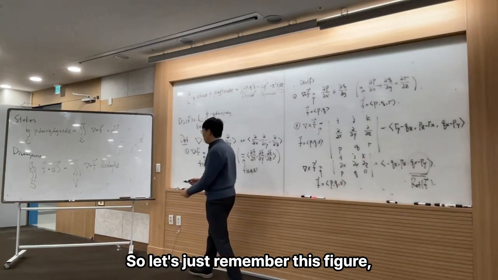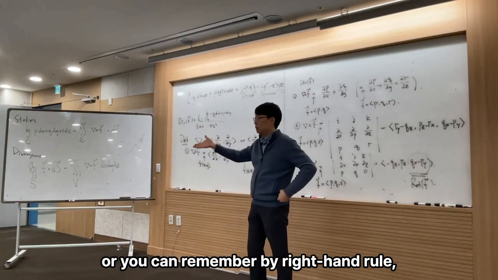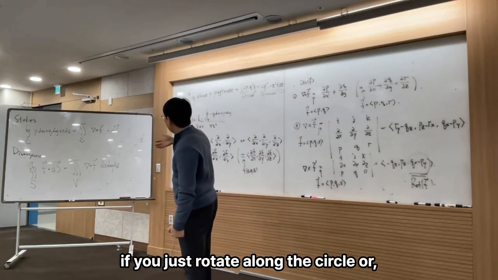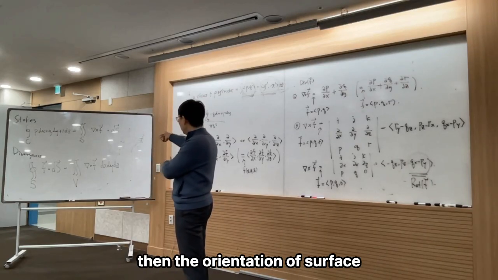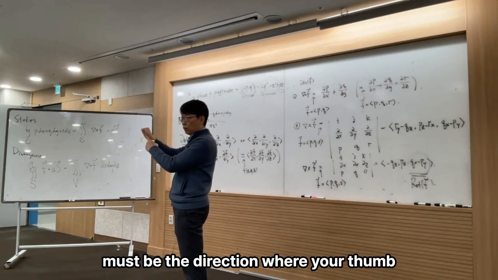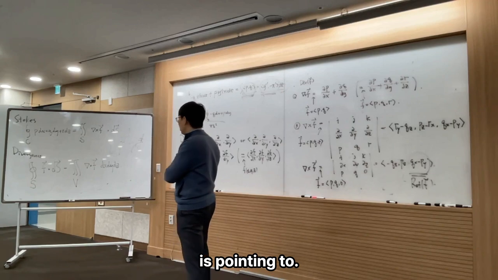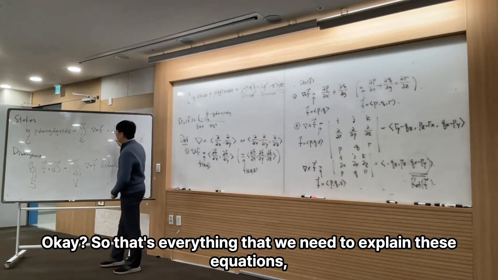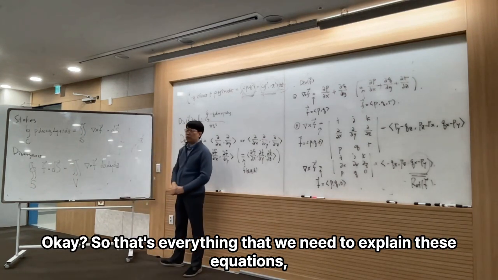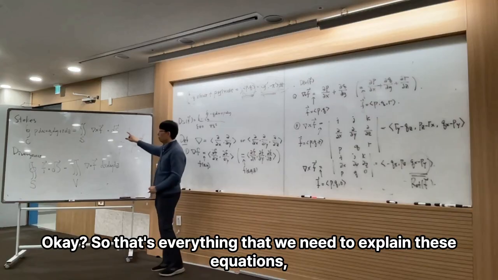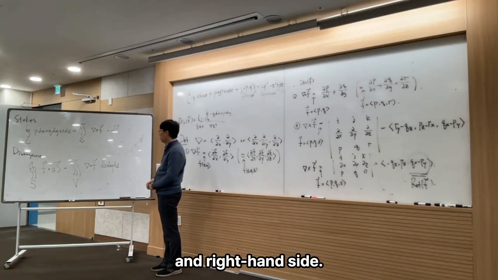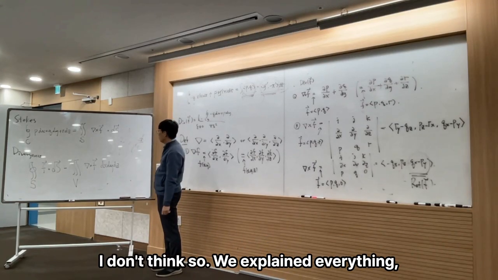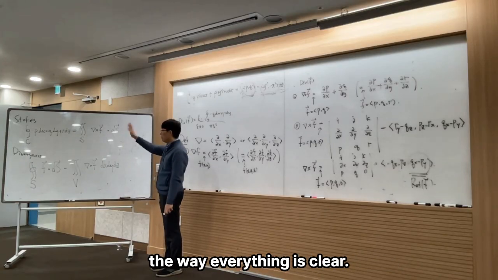Just remember this figure, or you can remember it by the right-hand rule. If you rotate along the boundary with your forefinger, then the orientation of the surface must be the direction where your thumb is pointing. Okay, so that's everything that we need to explain these equations, the Stokes theorem, on the left-hand side and right-hand side. Anything else we need here? I don't think so. We explained everything, so everything is clear.